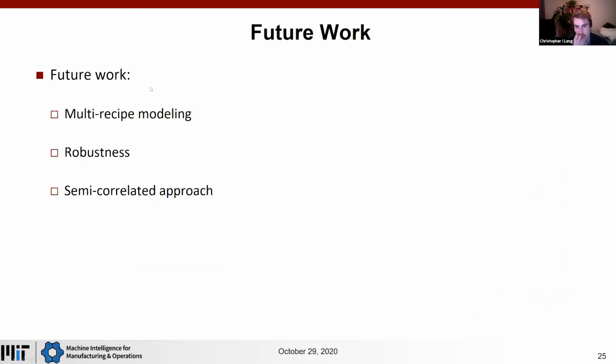So just to talk a little bit about some of the changes to this model, which I would like to look at. The first is multi-recipe modeling, so being able to look at many different similar related processes or recipes using the same model. Also ways to improve the robustness of the model. And finally, one of the downsides of this is that you can require a lot of training data as the number of sensors increases. So what I call the semi-correlated approach could be a way to deal with that.